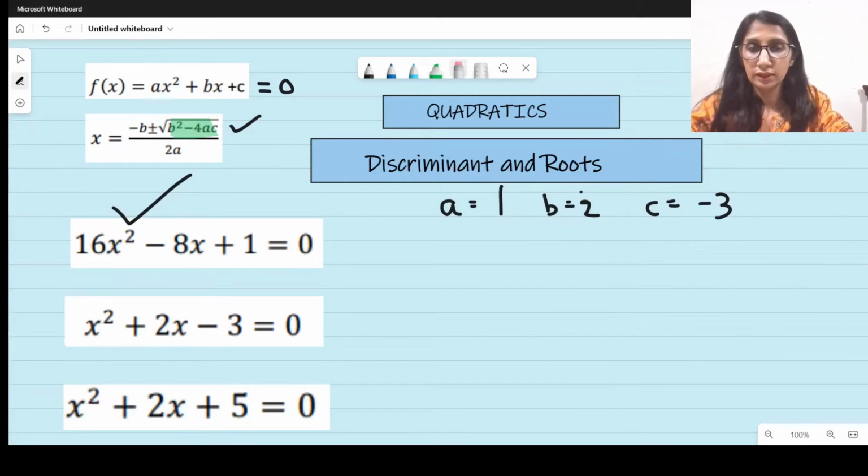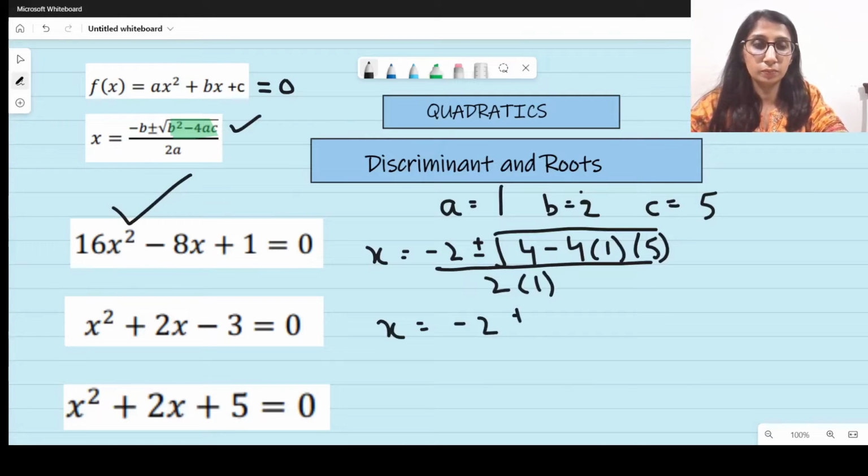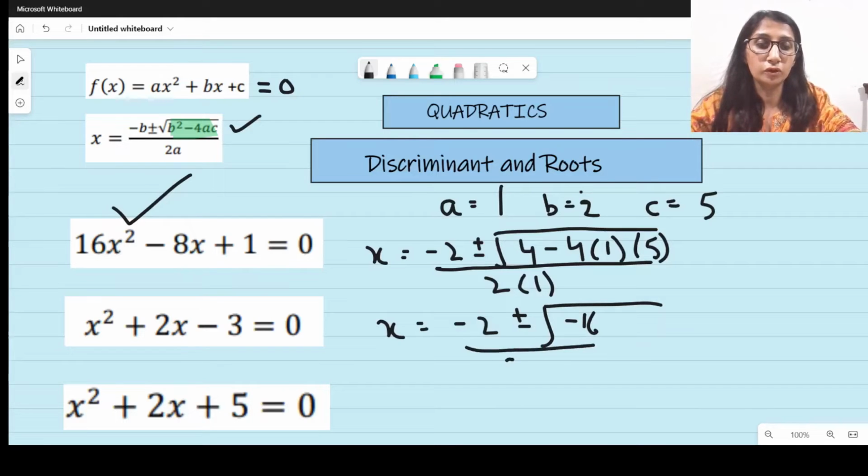So for the third one, a is 1, b is 2, and c is plus 5. So x equals minus b plus minus the square root of b square, which is 2 square, 4, minus 4ac, divided by 2 times a. So x equals minus 2 plus minus, this becomes 4 minus 20, which is minus 16, over 2. Now in this case, the discriminant is less than 0. b square minus 4ac is less than 0.